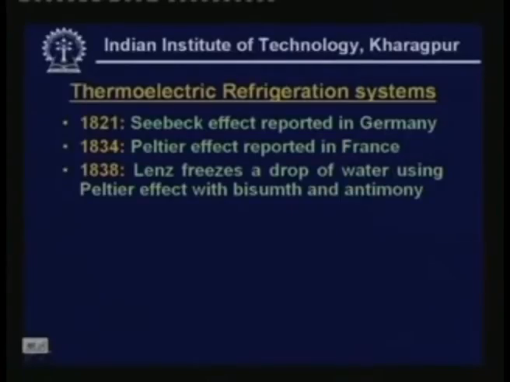Using the Peltier effect, Lenz actually demonstrated the effect by freezing a drop of water in 1838, and he used bismuth and antimony as the materials. But later it was found that metals are not really ideal materials for use in thermoelectric refrigeration systems, because, as you know very well, metals have very high electrical conductivity, which is required in a thermoelectric system, but they also have high thermal conductivity.